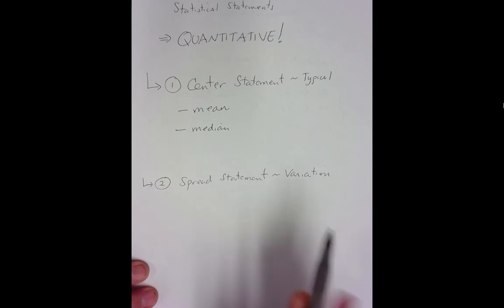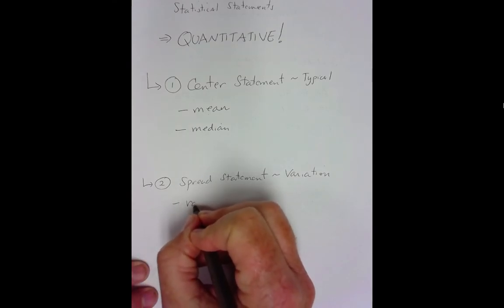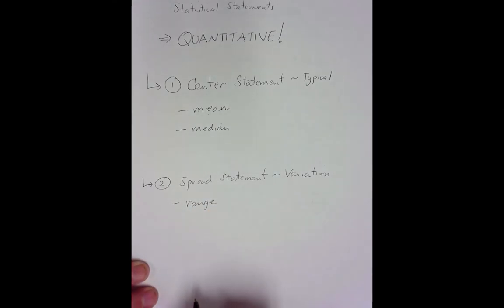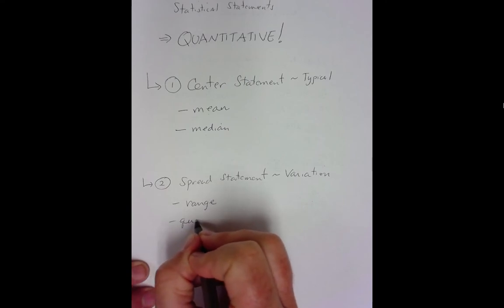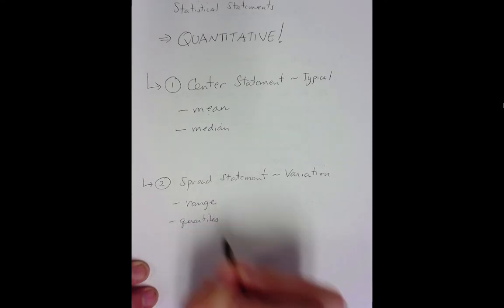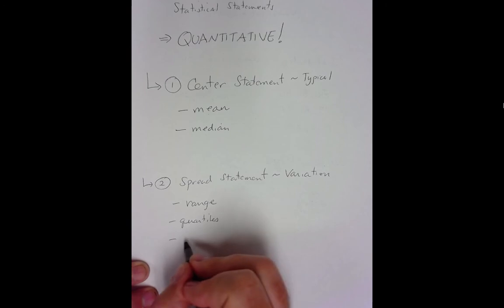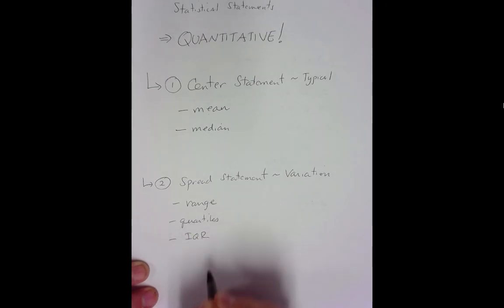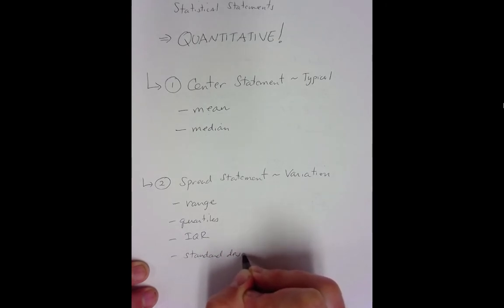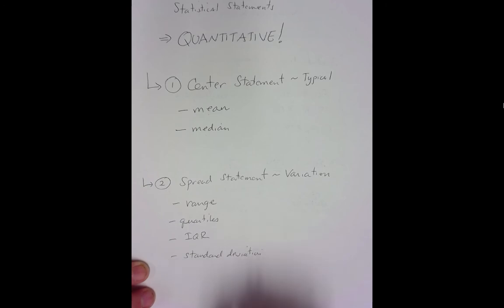The spread statistics that I'm going to teach you are the range, the quartiles, the IQR, and the hardest one is called the standard deviation. This is the most complicated. So guys, that's the focus.